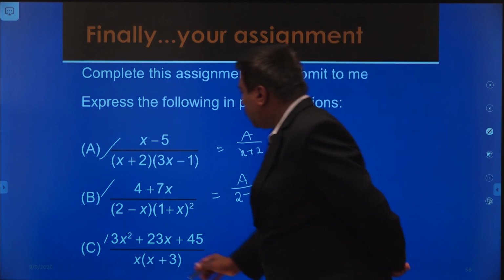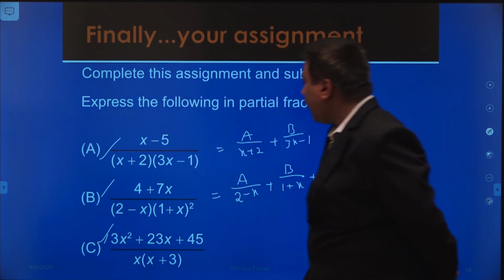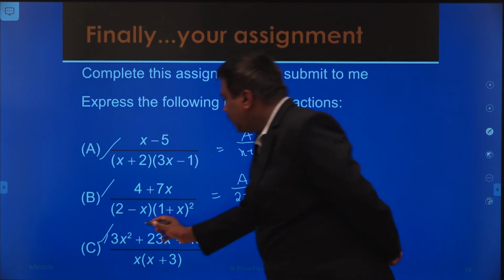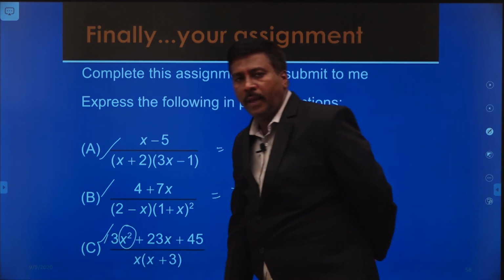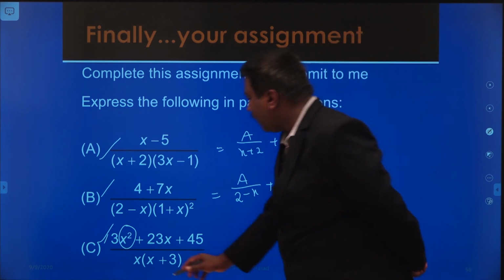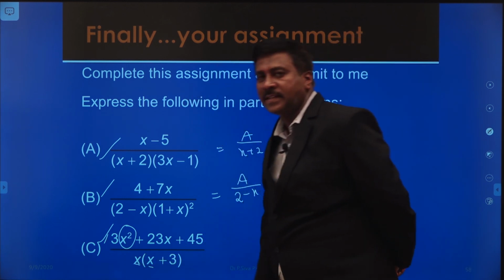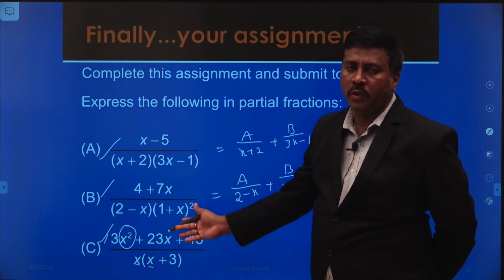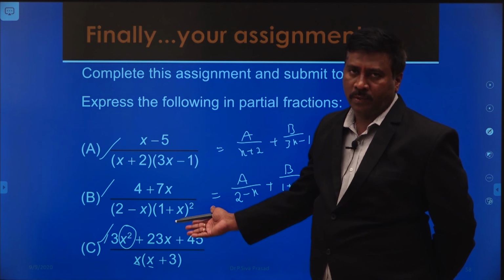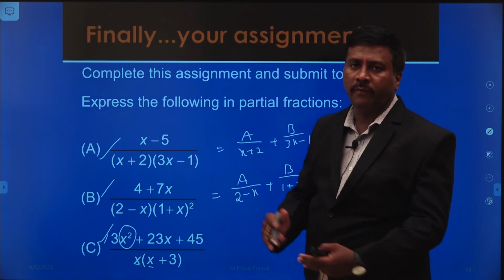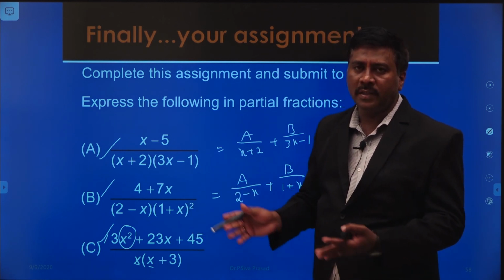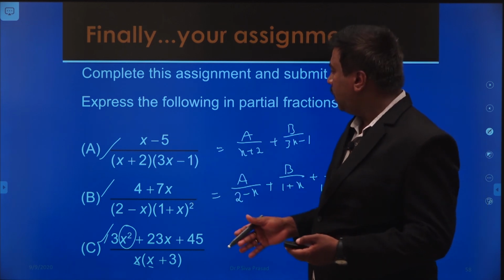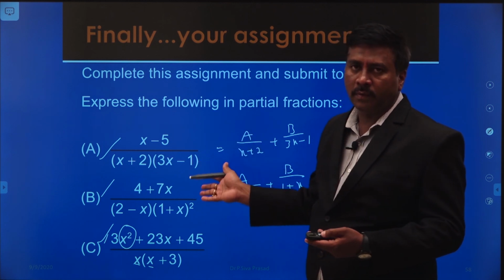Now, the third problem is (3x² + 23x + 45). Compare this: the numerator power is x², and when you multiply in the denominator, x into x is x². Both are the same, so the problem is an improper fraction. Convert this improper fraction into a proper fraction by using the synthetic method, as we did in the previous session. So by using this, you learn the contents.